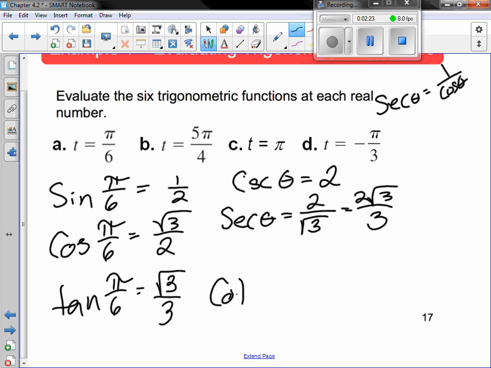In cotangent, we could do the same thing. 3 over the square root of 3 actually simplifies to being just the square root of 3. Does that make more sense? So a lot of this is just using that reference sheet.